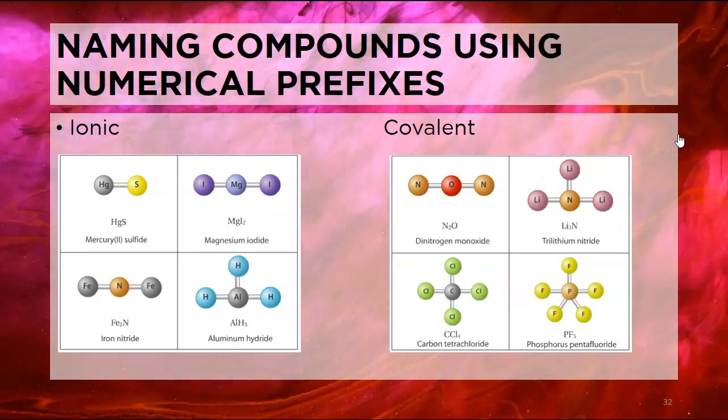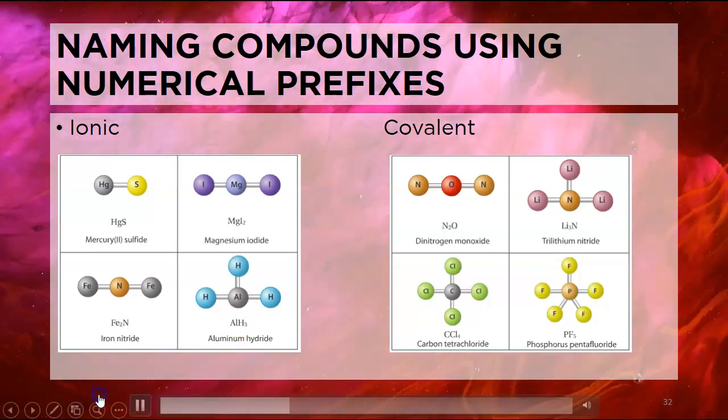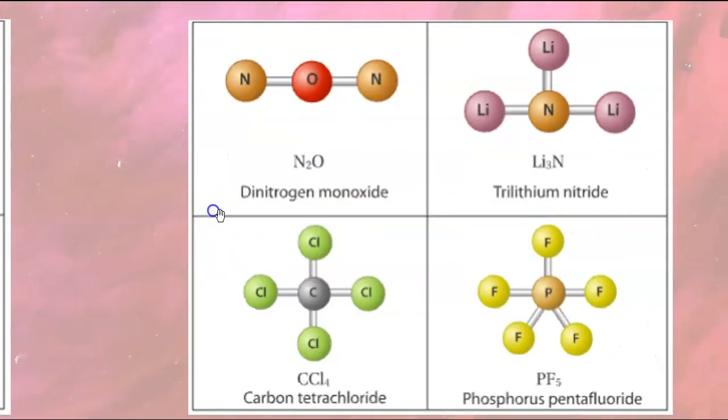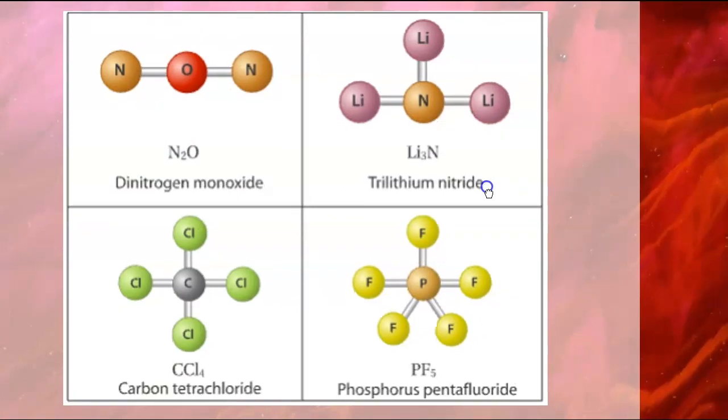And just to remind you the difference between ionic and covalent naming. For ionic ones, we just slap the two names together, changing the second word to "ide." But now for covalent, or molecular compounds where we're dealing with covalent bonds, things like dinitrogen monoxide. We've seen carbon tetrachloride a bunch last chapter. Phosphorus pentafluoride. And I don't like this example because I think this is a metal and a nonmetal. But if it was named as a covalent bond, it would be trilithium nitride.